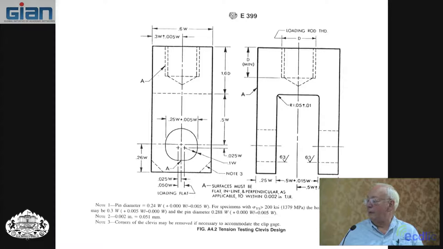In K1C testing, it's not as important as in some other testing. What happens if you get the pin binding, you're supposed to have purely tension load. If the pin binds, you get a kind of reverse couple that gives you a bending moment on the specimen, and however small it is, it still might influence the test. So that's the fixture for that.